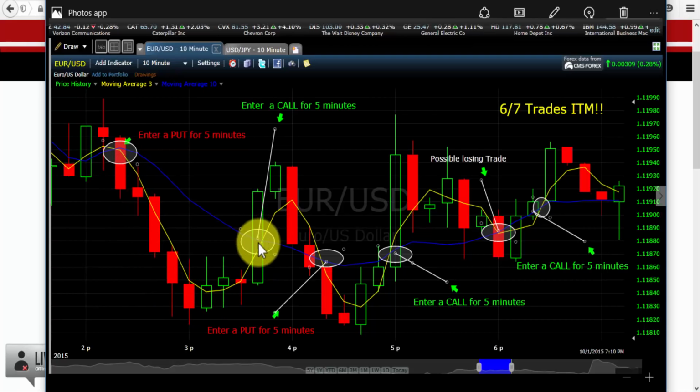As you can see over here, I placed a call because our yellow line crossed the blue line in an upward direction. Over here I placed a put trade. And the only trade that I lost was over here. This was a very close call, and it was because I didn't get it in time. But other than that, I made 6 out of 7 trades, which wasn't bad for just a few hours.